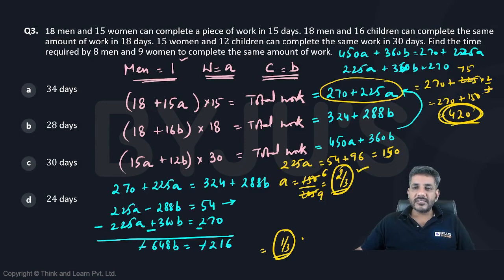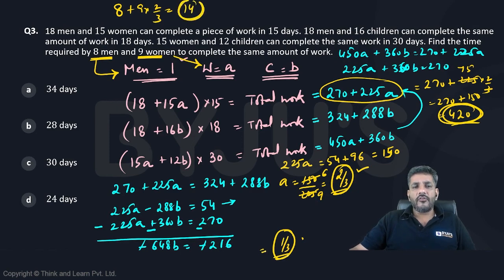What is the question asking you? Time required by 8 men and 9 women to complete the work. Now 8 men will make 8 into 1, 8 units. 9 women will make 9 into A, and A is 2 by 3, so 9 into 2 by 3 is equal to 6 units. So ultimately they are making 14 units in a day. In how many days will they complete the work? 420 by 14. It is 30 days. So 30 days is the right answer.